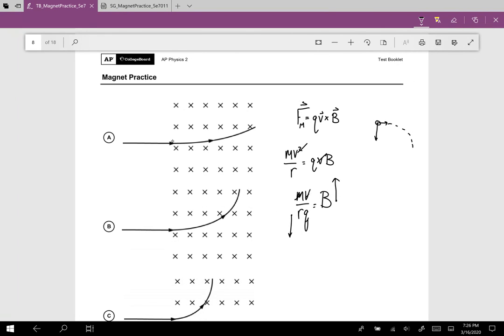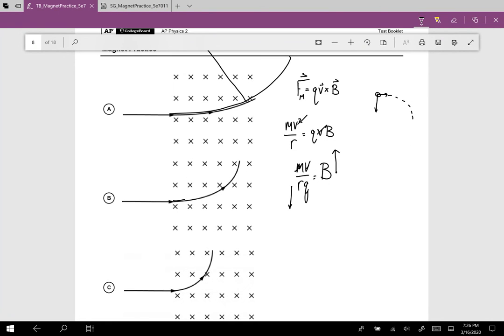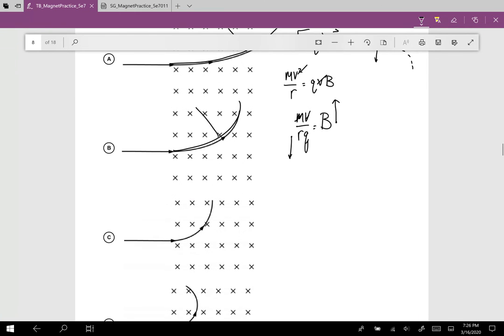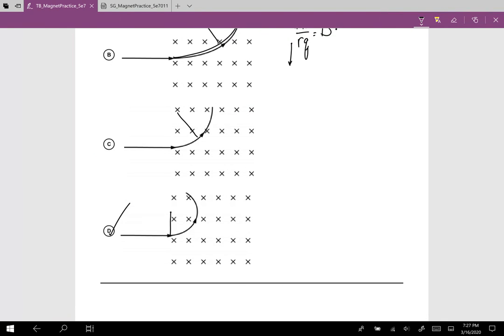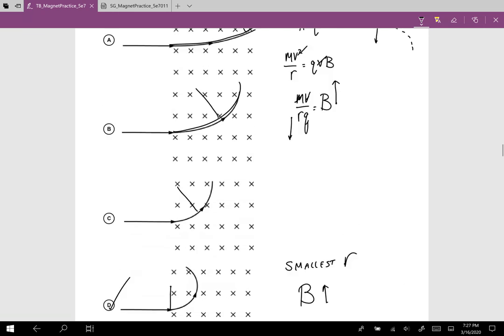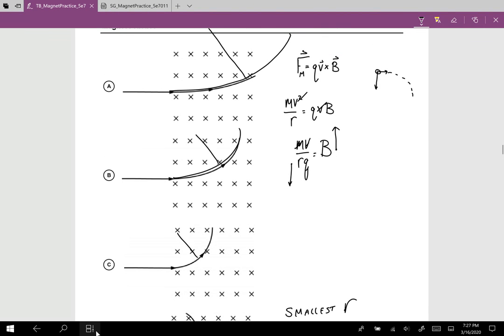So we compare these. This looks like something for a really big circle with a really big radius. This is a less big radius, a smaller radius, and this one has a very small radius. So we know that D has the smallest r, which means that it is going to have the largest magnetic field. Whew, almost messed it up right at the end. All right.